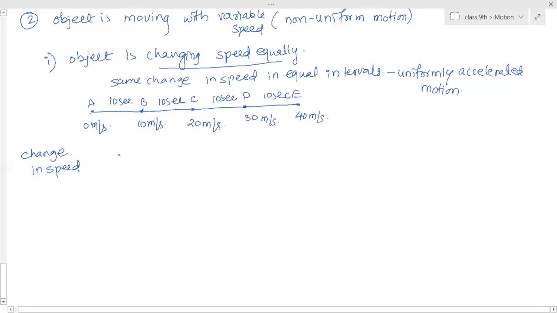Moving from A to B, difference is 10. B to C, difference is 20 minus 10, which is 10. 10 minus 0, 20 minus 10. 30 minus 20 is again 10 and 40 minus 30 is again 10. So every time the change in speed is same.